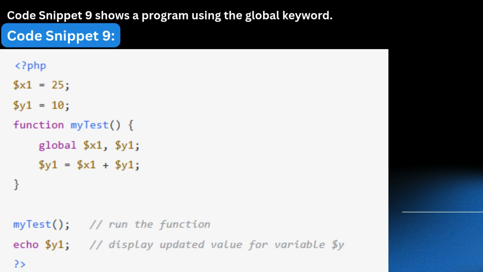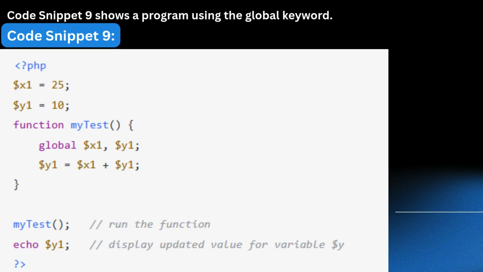In this code snippet, the global keyword allows a function to access and modify variables that exist outside its local scope. The output is 35 because the function directly changes the global value of y1. However, in practice, using global variables too frequently can lead to unpredictable behavior and hidden bugs. It's usually best to design your functions so they receive values as input and return results, keeping your data flow clean and transparent. Always remember, use global variables carefully.